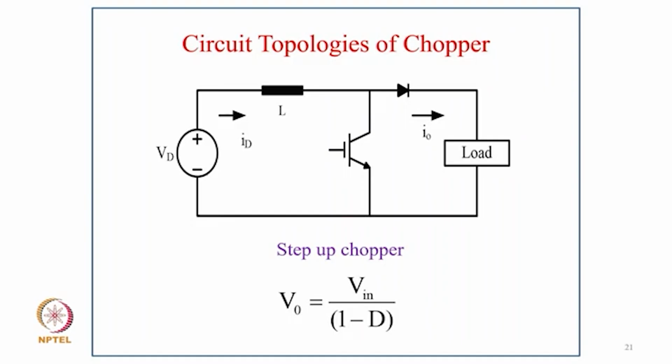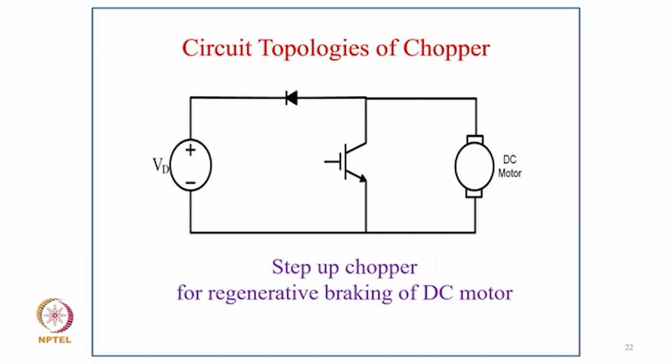Of course there is a limit, you cannot boost very high. We also use this chopper typically for regenerative braking of DC motors. The step-up chopper is a typical example where you can see how regeneration takes place.